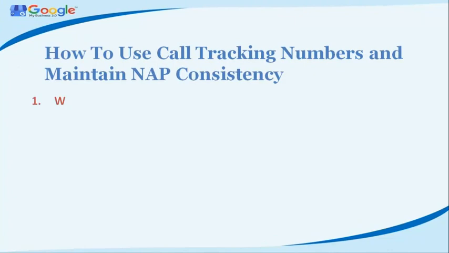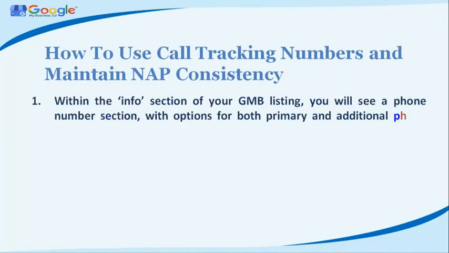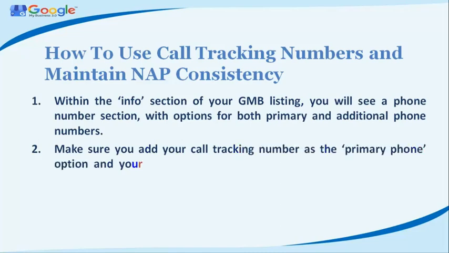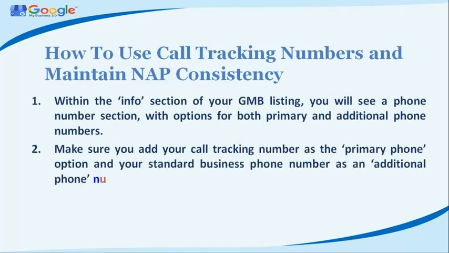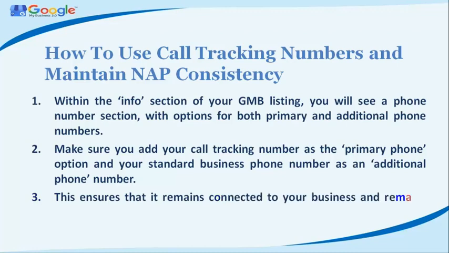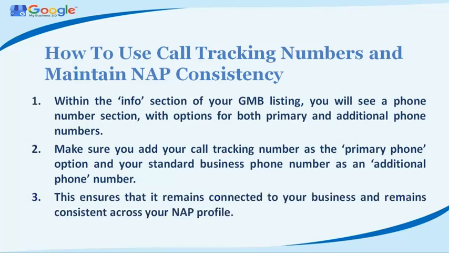How to use call tracking numbers and maintain NAP consistency. Within the info section of your GMB listing, you will see a phone number section with options for both primary and additional phone numbers. Make sure you add your call tracking number as the primary phone option and your standard business phone as an additional phone number. This ensures that it remains connected to your business and remains consistent across your NAP profile.